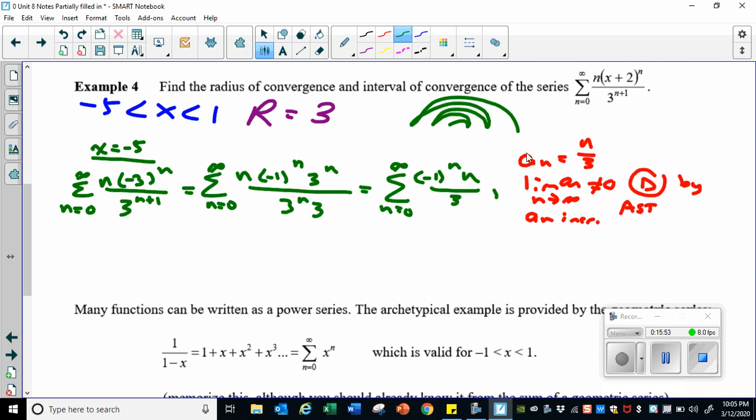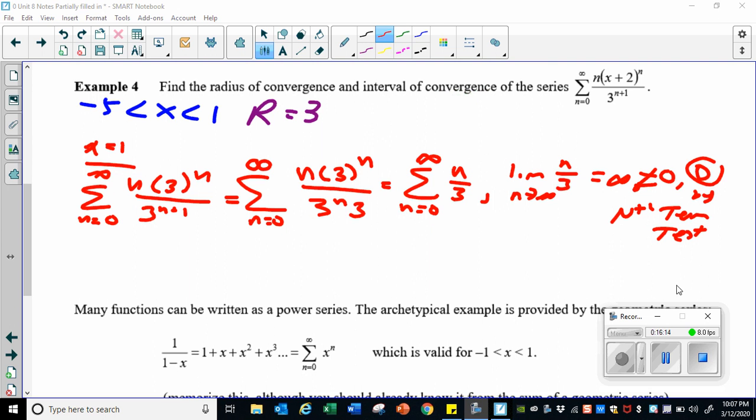All right, so pause it again. I'm going to erase this, so make sure you get what you need. I guess you could just rewind it. And I'm going to write up the other endpoint, but notice this was divergent, so -5 is excluded from the interval of convergence, right?